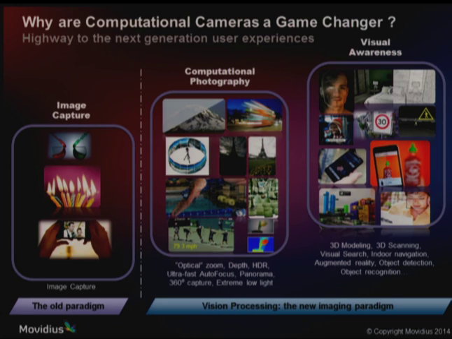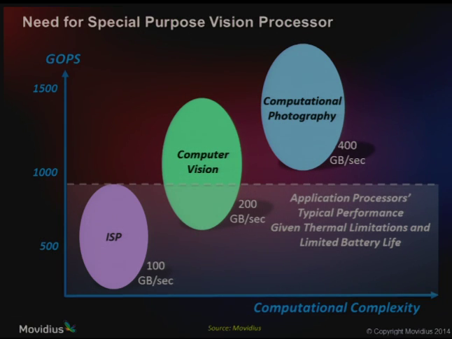So there's a big swathe of new applications that are being enabled in mobile devices, so you'll be able to interact with the world around you in a more meaningful way without necessarily having to use the cloud to do that. So what's the rationale behind needing a special purpose vision processor?